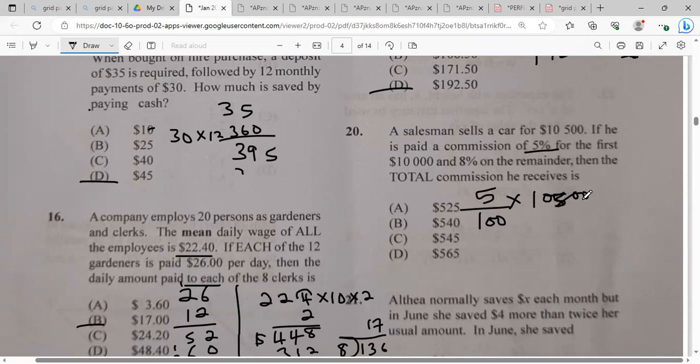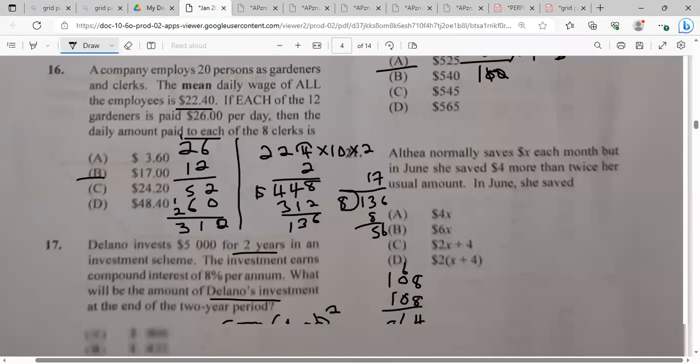So it's 5 times 105. 5 times 5 is 25. So this works out to 525.